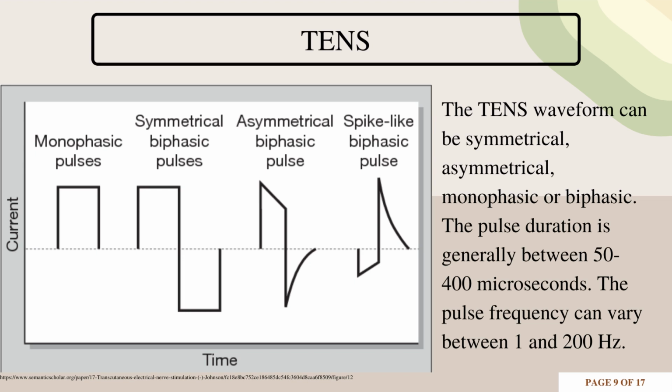The features that distinguish TENS currents from each other are waveform, pulse duration, pulse frequency, whether there is a pulse, burst duration, and current intensity. The TENS waveform can be symmetrical, asymmetrical, monophasic, or biphasic. The pulse duration is generally between 50 to 400 microseconds.